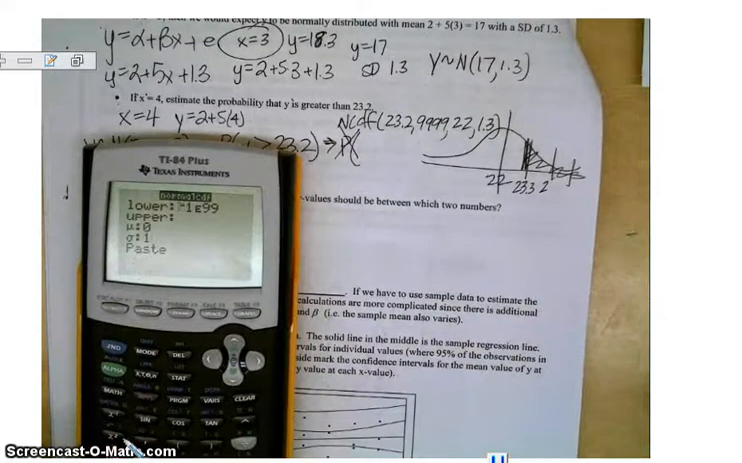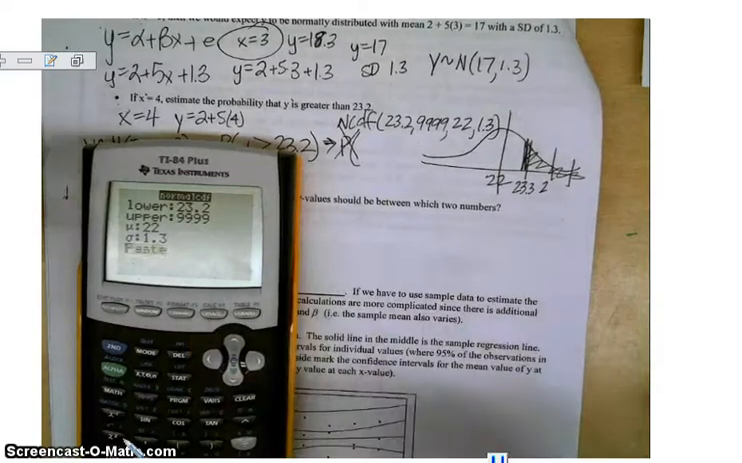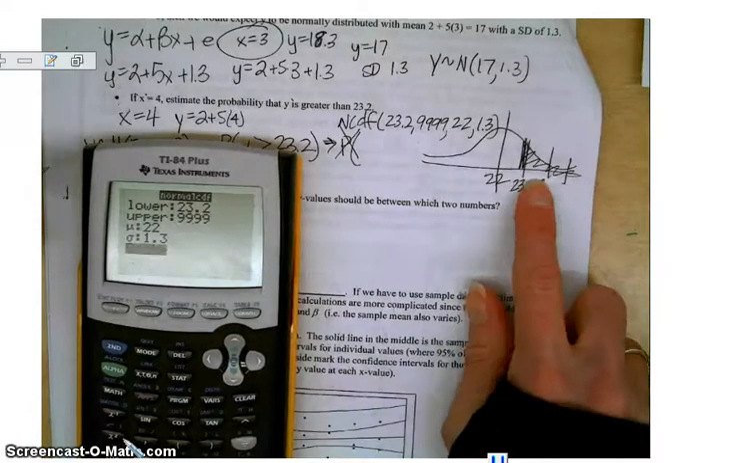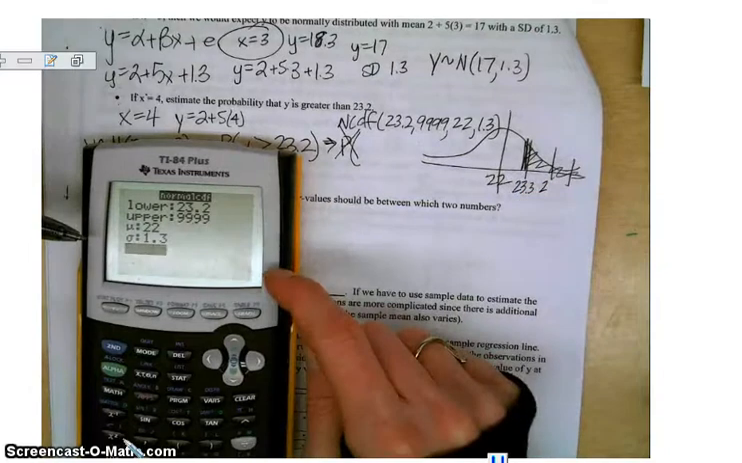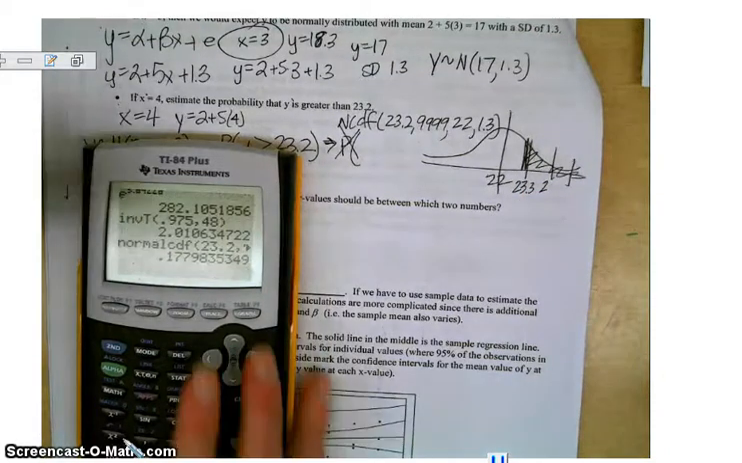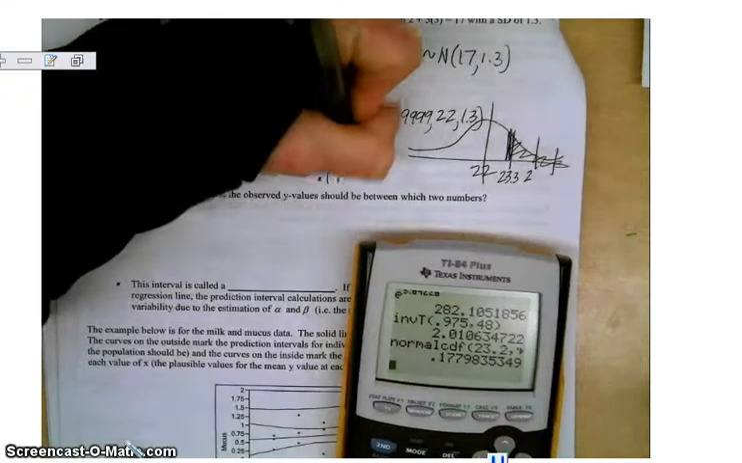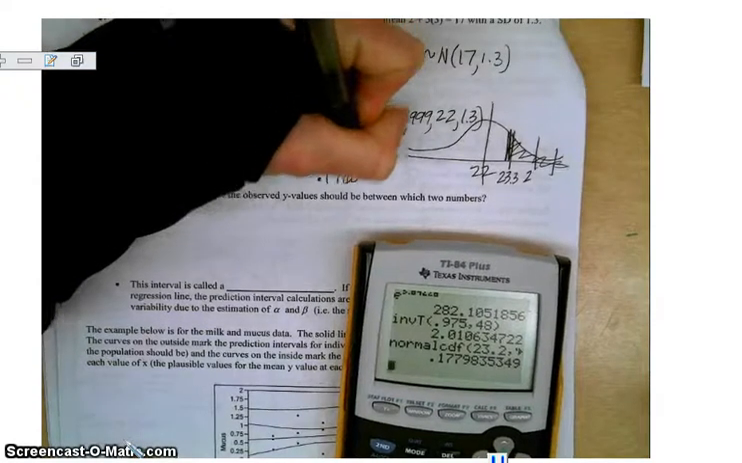Do you have to draw a picture every time? I would. Assuming it's normal is why we can use NCDF. You should draw the picture, because this will also help you figure out your lower and upper bound if you ever struggle with that. So my probability, when I do NCDF, the p-value, the probability is 0.177, or 0.1780 if you round it.